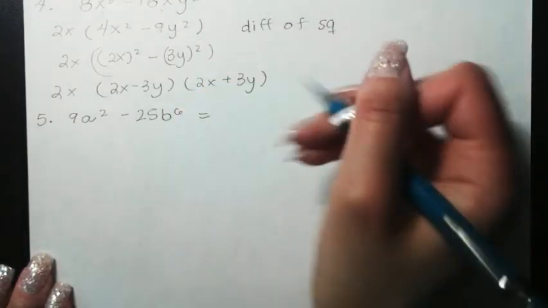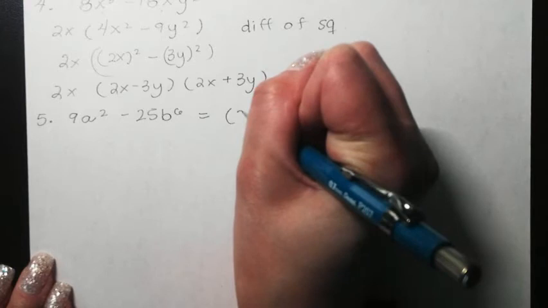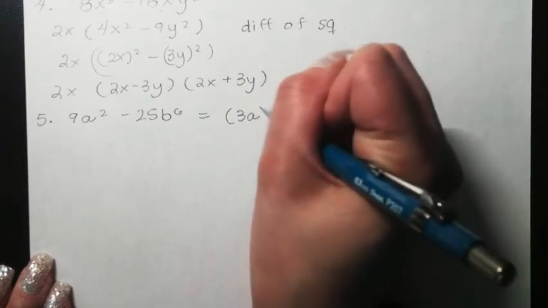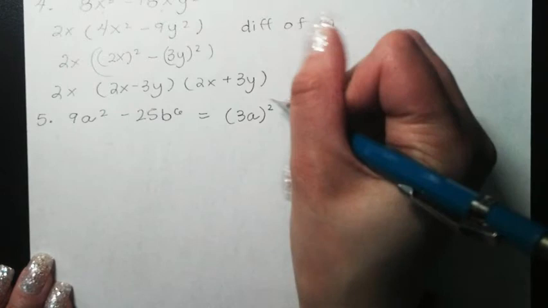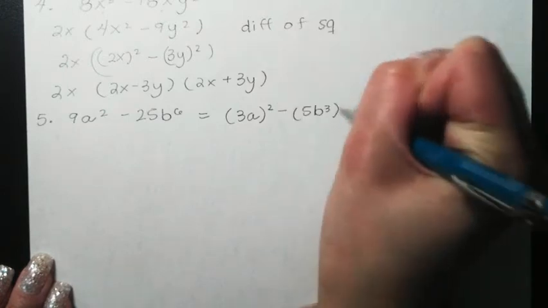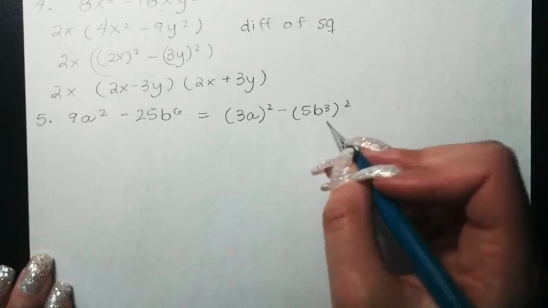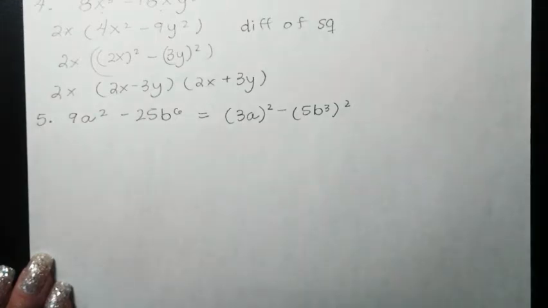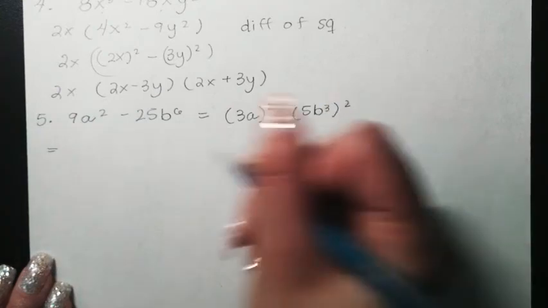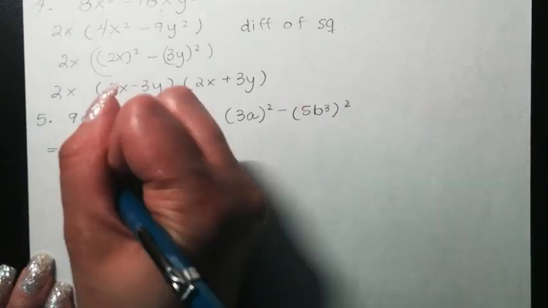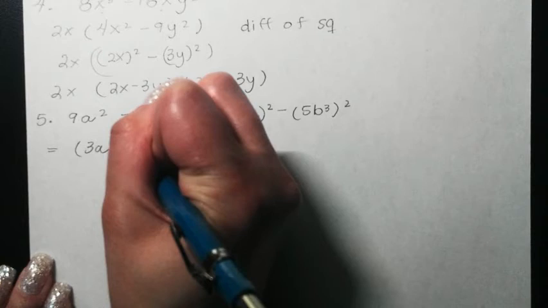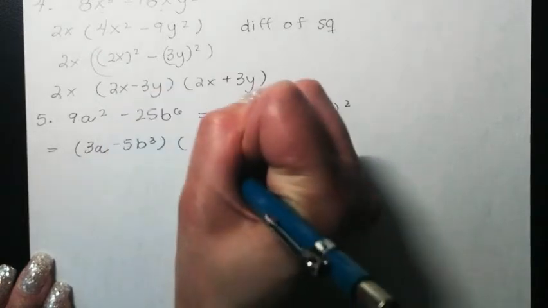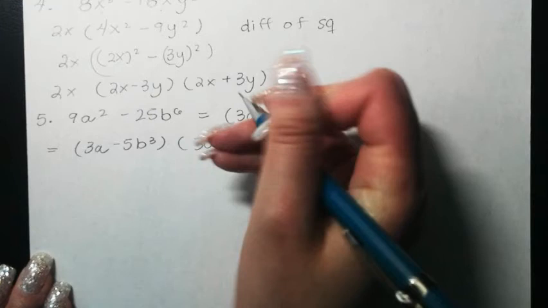This one looks like it's squares. So if you don't see the pattern here, I'm going to explain what I see. I see 3a, everything squared, minus 5b cubed, squared. By properties of exponents, when you square b cubed you get the power of 6, so that's why I'm seeing this pattern. Now, what are you going to do here? Well, it's going to be 3a minus 5b cubed times 3a plus 5b cubed, and that's as much as you can do in this equation.